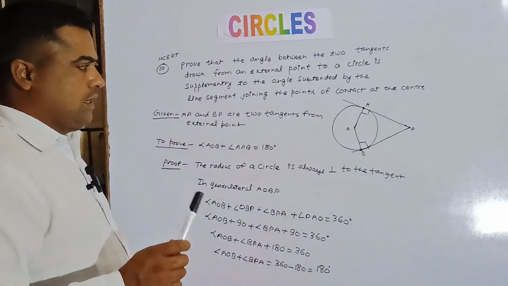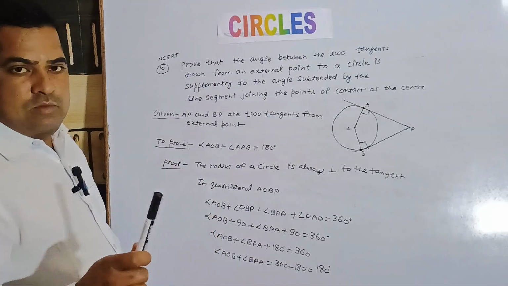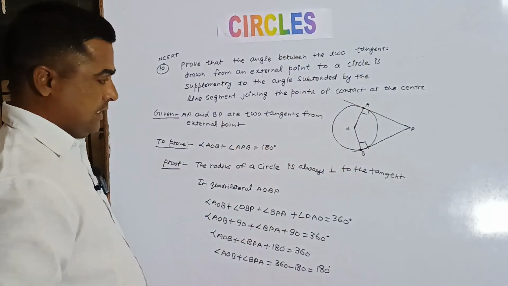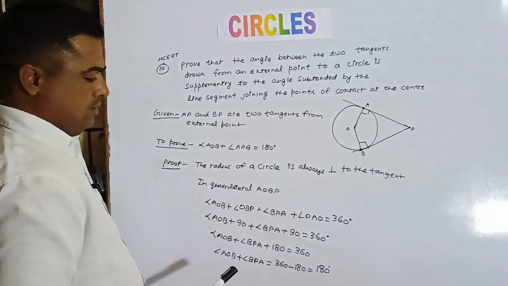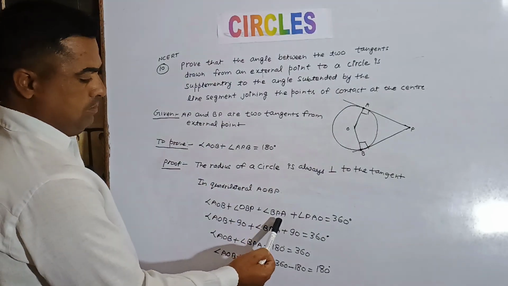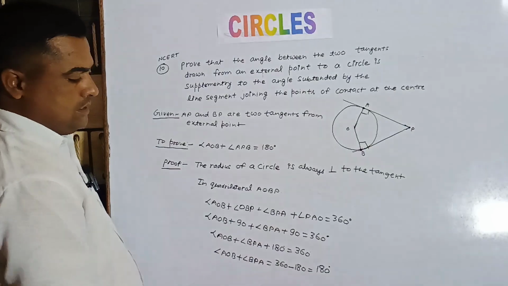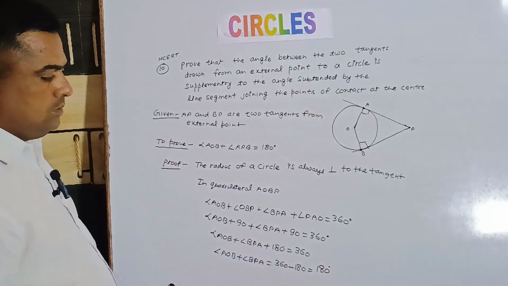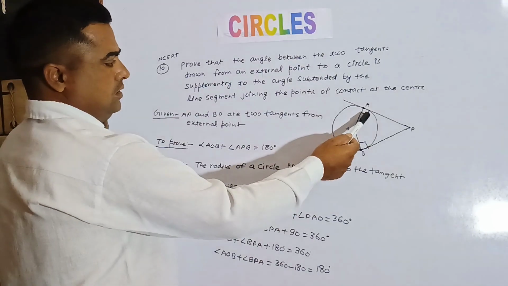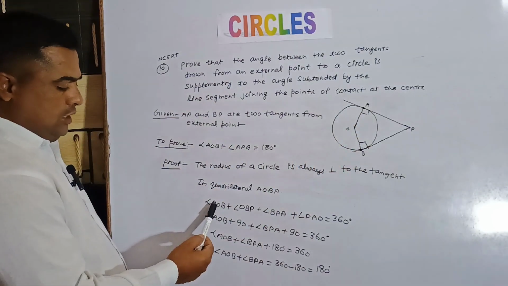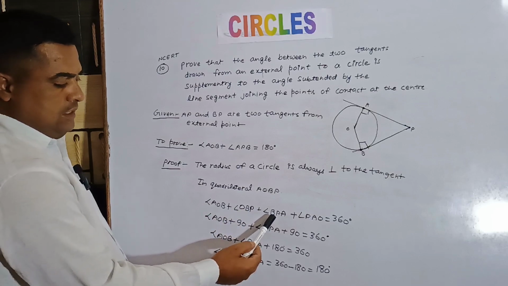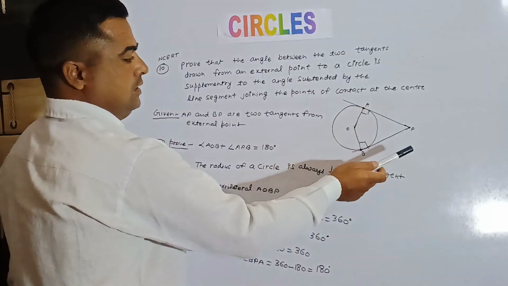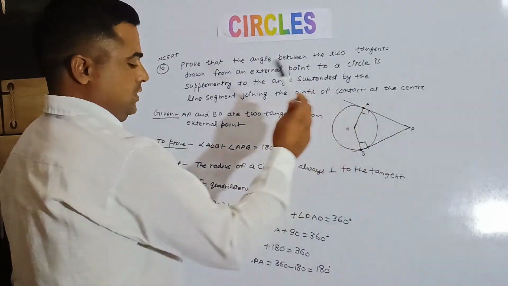Students, you know very well in a quadrilateral, the sum of all four angles will be 360 degrees. We have written here angle AOB plus angle OBP plus angle BPA plus angle PAO. This is equal to 360 degrees. Now we know these two angles are 90. AOB plus this angle is 90 degrees, BPA we will write, and PAO, this will be 90 degrees.